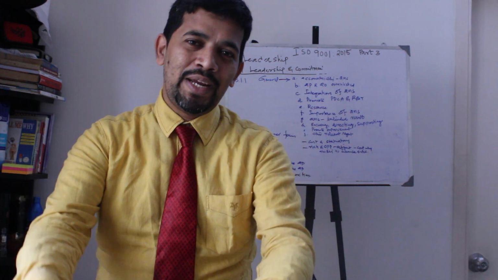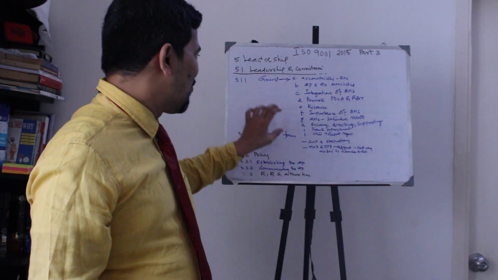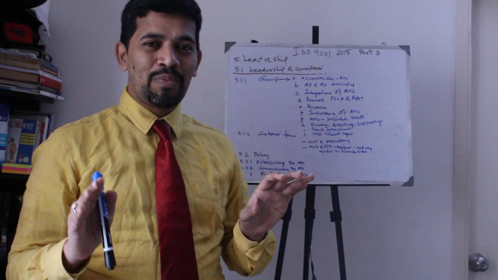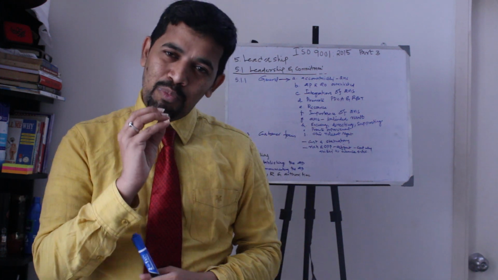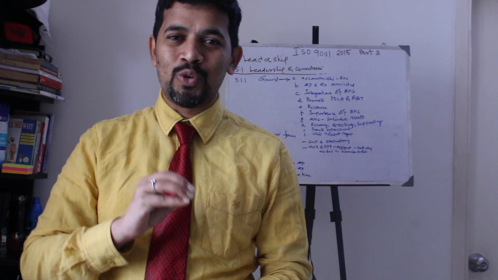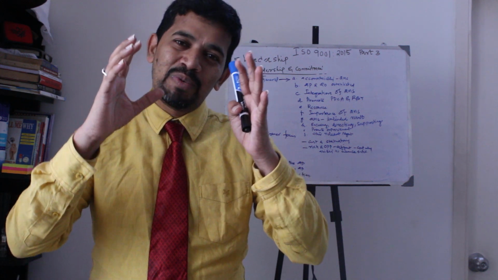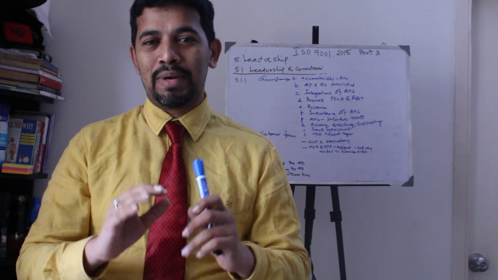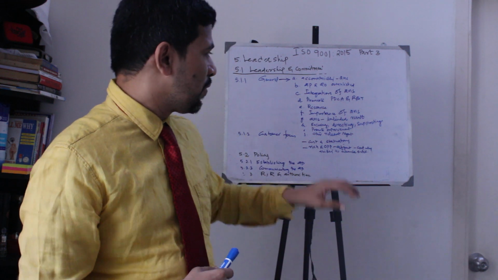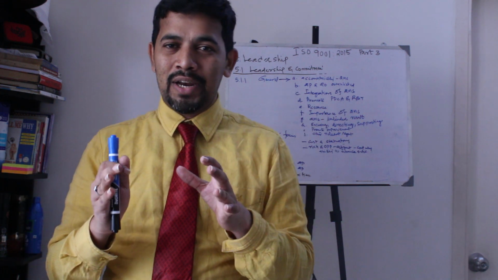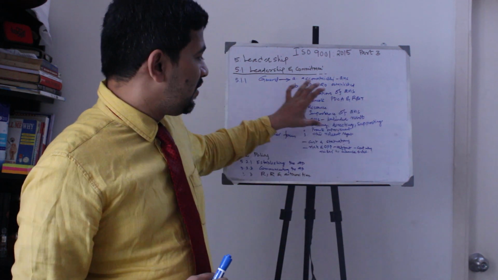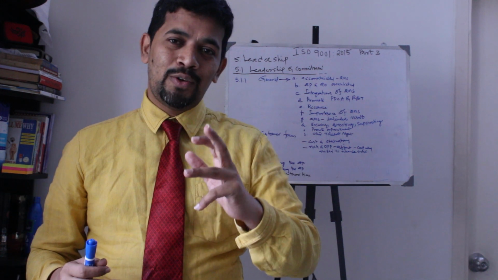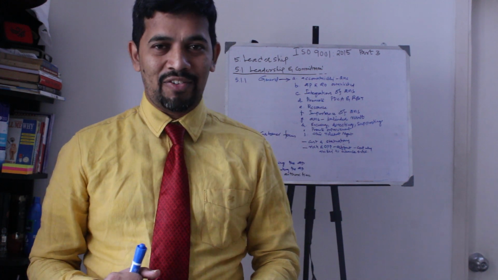Let us go a little bit deeper into the subject. The first one is 5.1, leadership and commitment, general. It is a very beautiful clause, and why I say so is the way it has been structured. Very, very amazing. Let me give an example. First, it says that top management shall demonstrate, and they have given 10 items, A to J. The 10 items.